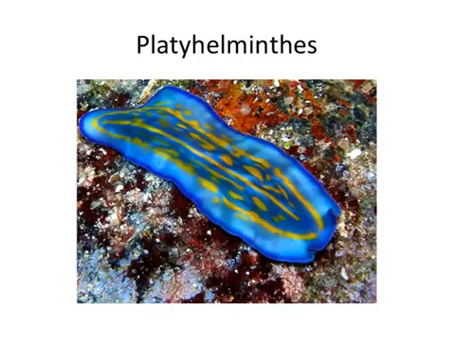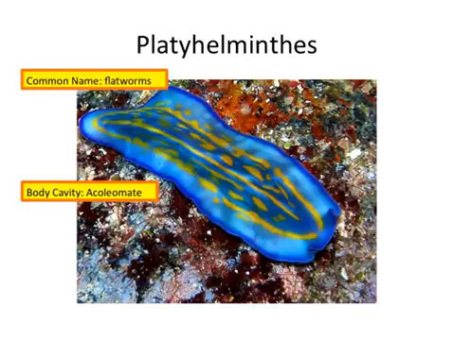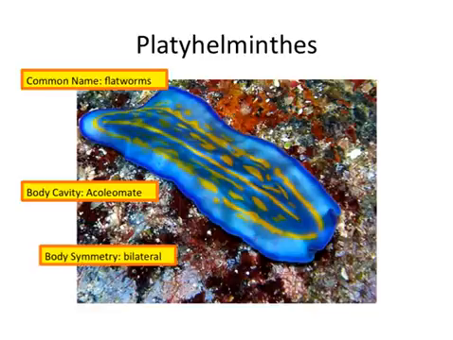The next phylum is phylum Platyhelminthes. The common name is flatworms. Their body cavity is also acoelomate, meaning they don't have a body cavity. They do have organs, but there's no cavity inside of their body where they sit and where they're placed. The organs are mushed up inside of their body with all of the other organs.